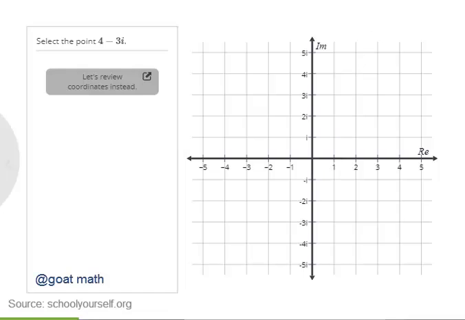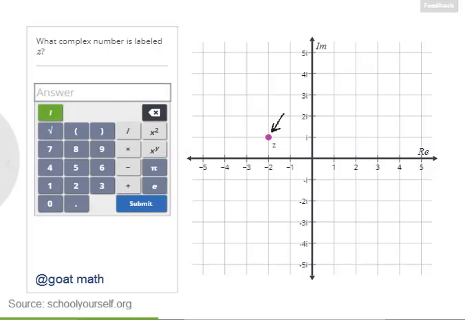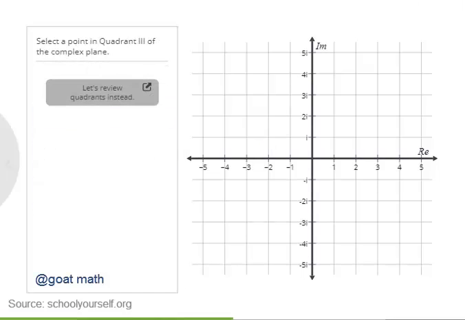Try selecting the point that represents the complex number 4 minus 3i. Nicely done. So 4 minus 3i is this point over here, with a real part of 4 and an imaginary part of negative 3. Next, what complex number would you say this point here represents? Nicely done.